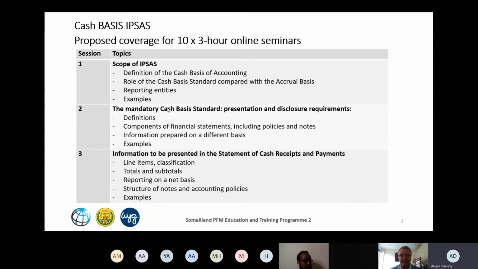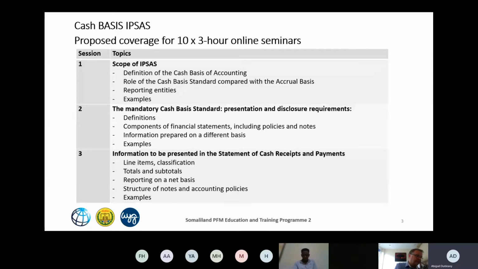So among the activities for the PFM training program is the practical workshops to support financial management processes within the government of Somaliland. Among the practical workshops, there are going to be 3 modules to be covered. The first one, which is what we're doing now, is the cash basis IPSAS. The second one is on budget preparation, and the third one will be on budget monitoring.